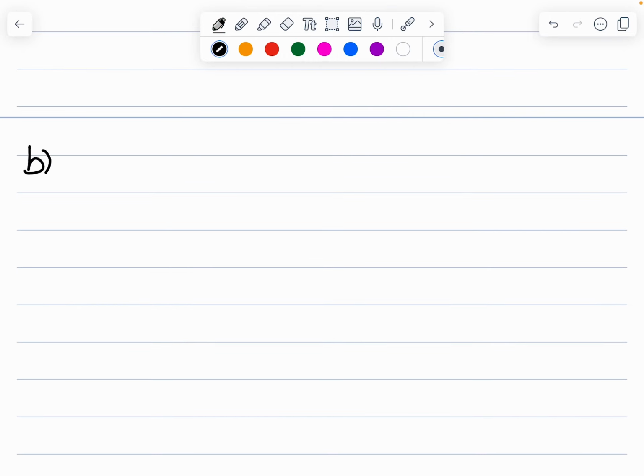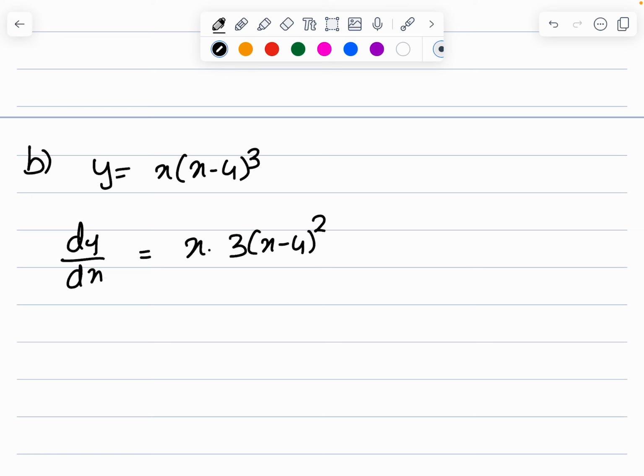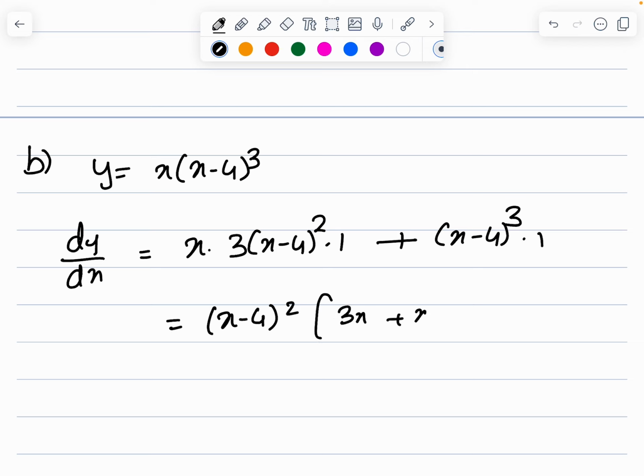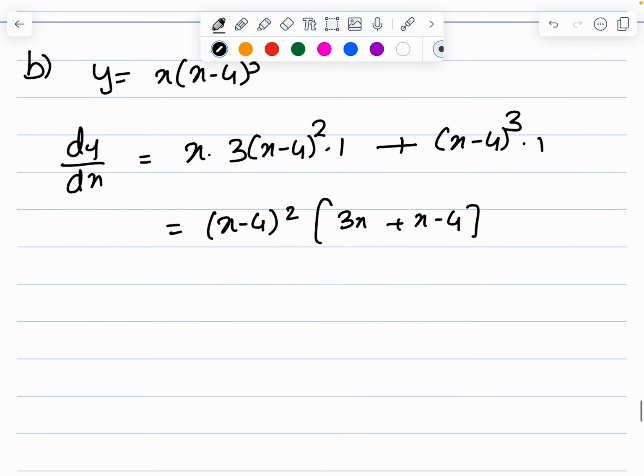Part B, y equals x times (x minus 4) whole cube. So I'm going to find dy by dx. It becomes x times 3 times (x minus 4) whole square times 1, plus (x minus 4) whole cube times 1. This is the first derivative. Then try to simplify it out over here. (x minus 4) whole square times, what is left over? 3x is left over and one more x minus 4.